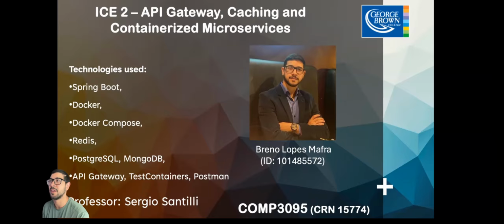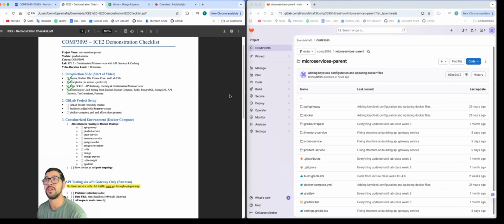About the API gateways, Redis caching, and also containerized microservices. I've used technologies such as Spring Boot, Docker, Redis, of course, and also Testcontainers. And I'm gonna show you all the requests I'm gonna do in Postman as well. That's the course 39.5 with the CRN 15774. And to record this video, I also have a demonstration checklist here that I'm gonna go through during the video.